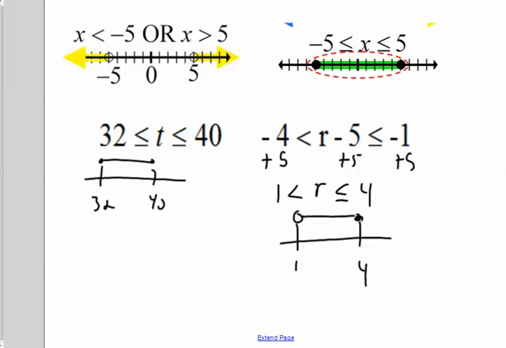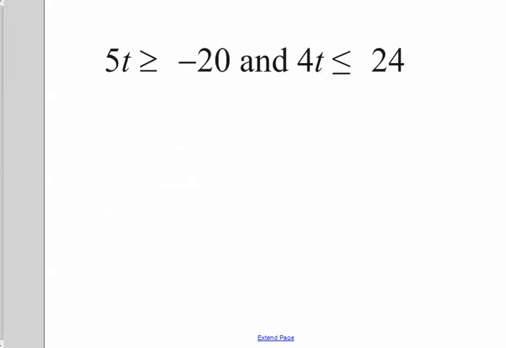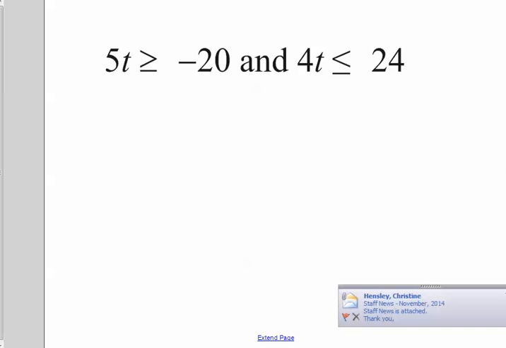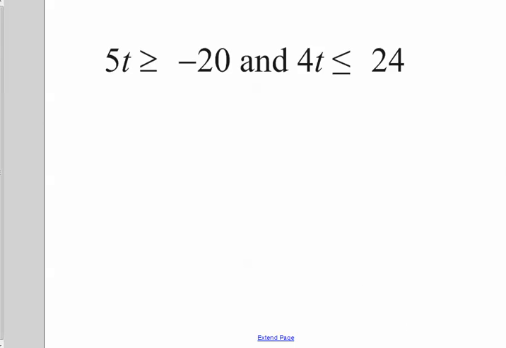Okay? Not too difficult. Looking at a couple other ones, here's 5t is greater than or equal to -20, and 4t is less than or equal to 24. When we're doing something like this, you want to go ahead and solve it. So we're going to divide by 5, and divide by 5. We get t is greater than or equal to -4, and you divide by 4. T is less than or equal to 6.